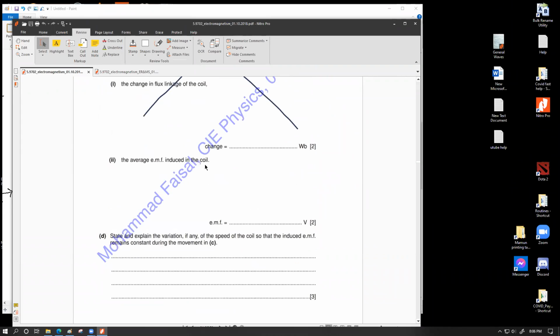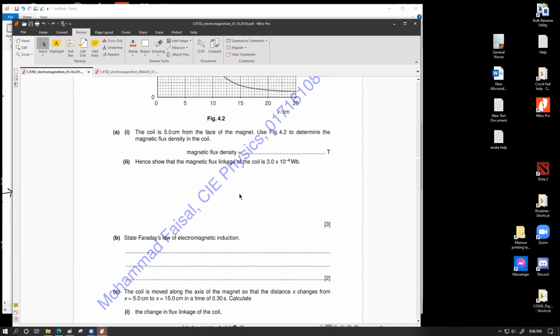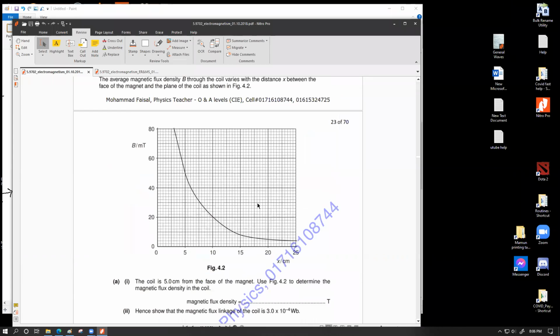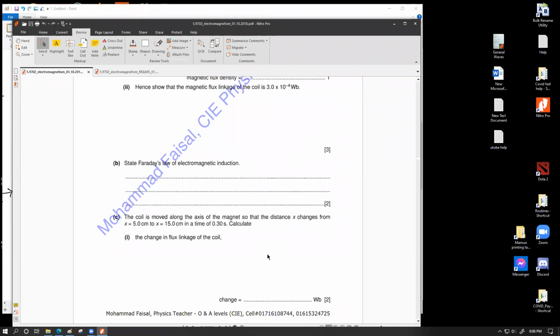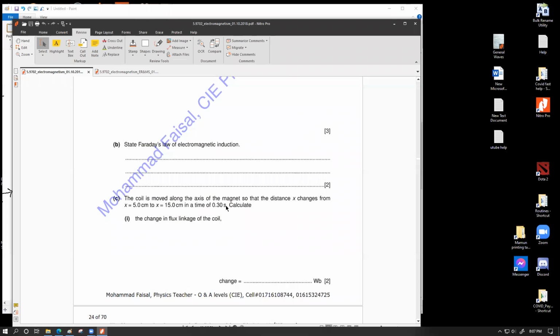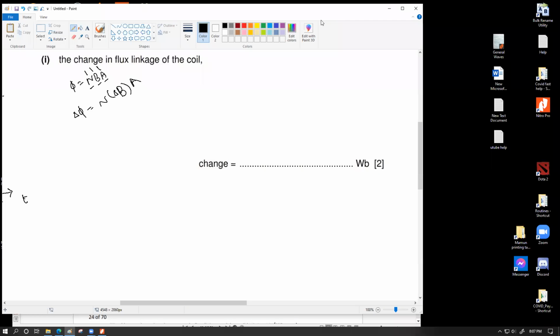See, the average EMF induced in the coil. Average EMF is very simple. Whenever we were doing this calculation, we did not take into account this change in flux over 0.30 second. We only did the calculation using phi equals NBA.